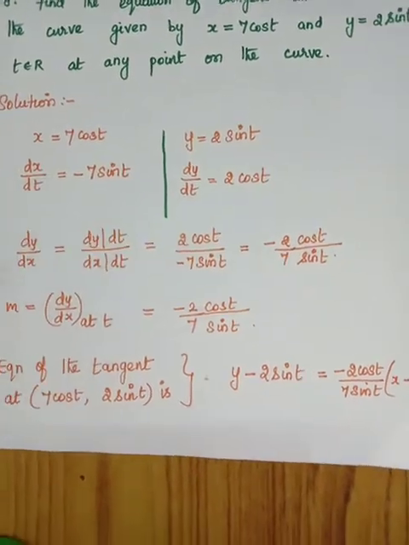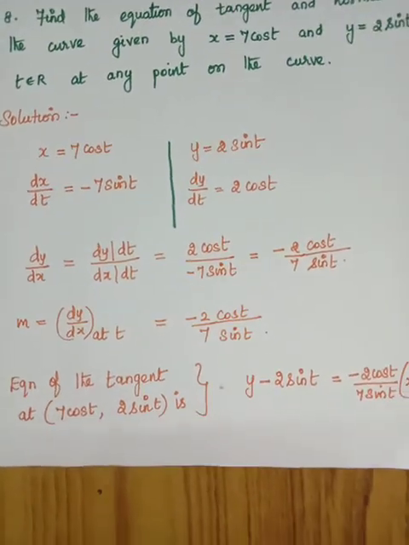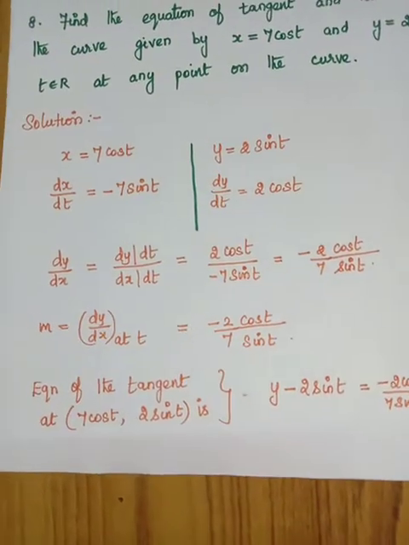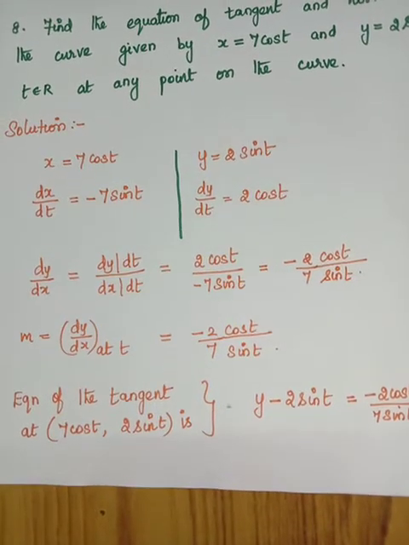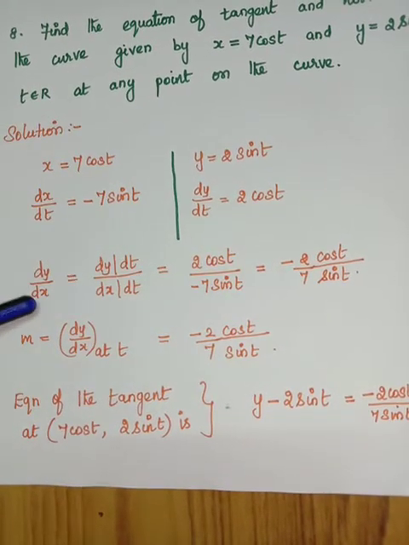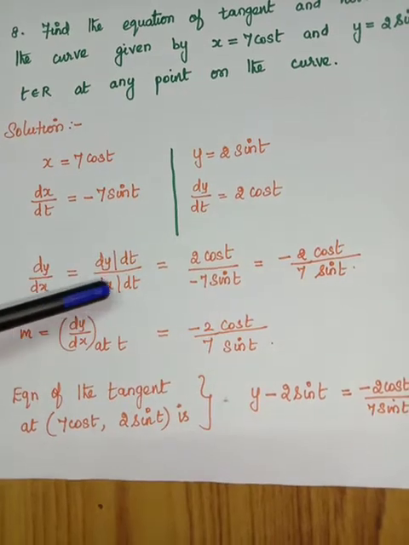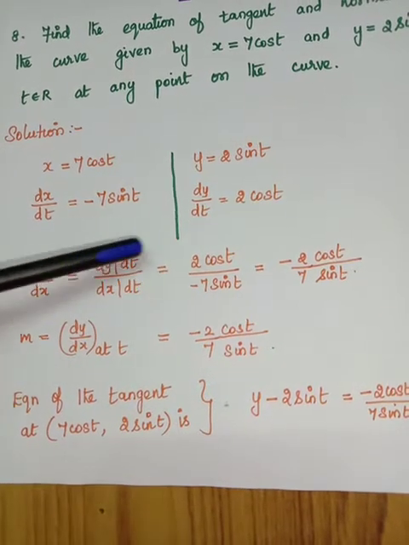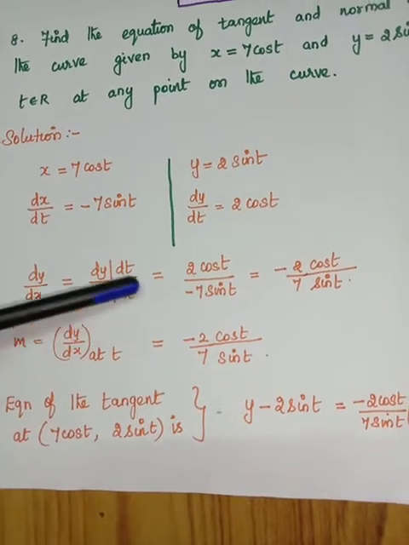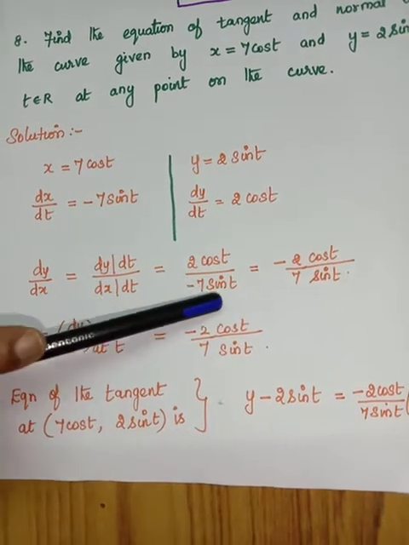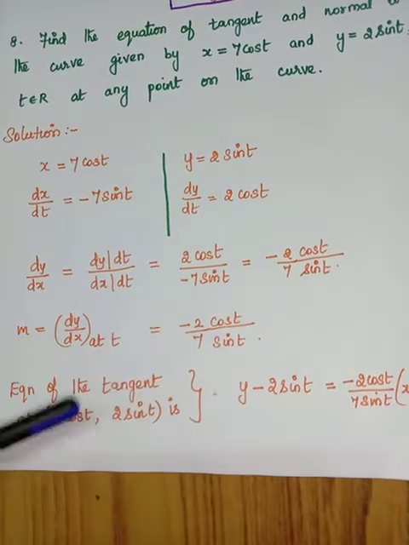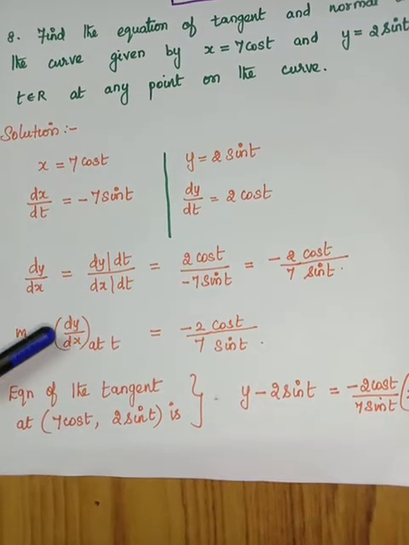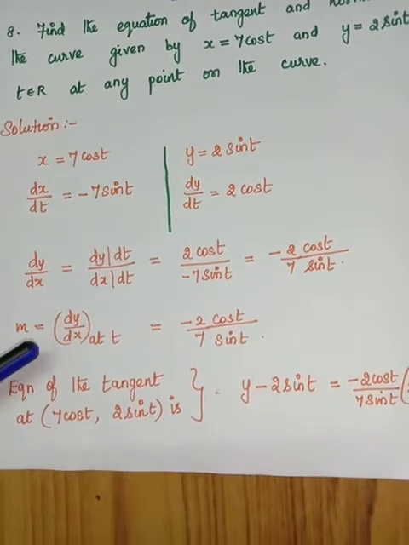Okay. Here what is needed? Equation of the tangent. To find the equation of the tangent, we need the slope. For the slope, you need the derivative dy/dx. So, dy/dx, how to find? dy/dt divided by dx/dt. What is dy/dt? It is 2 cos t. What is dx/dt? It is -7 sin t. So you will get -2 cos t divided by 7 sin t. So, m is nothing but dy/dx at one point.